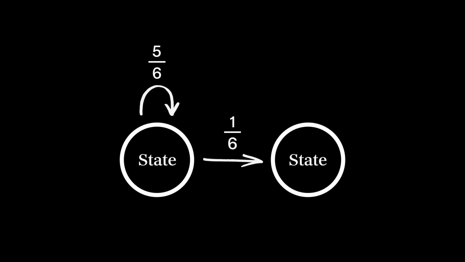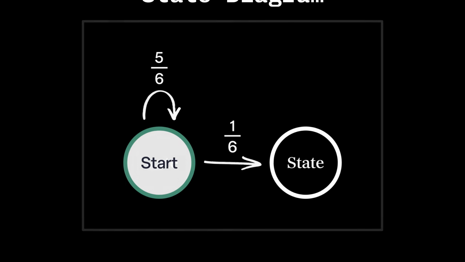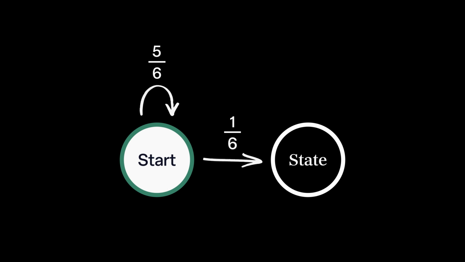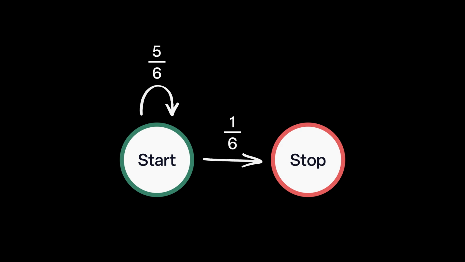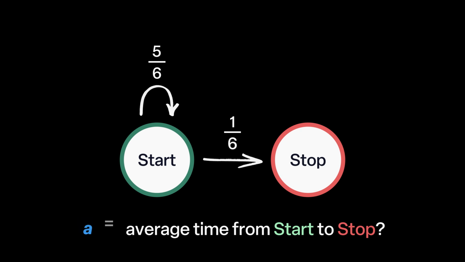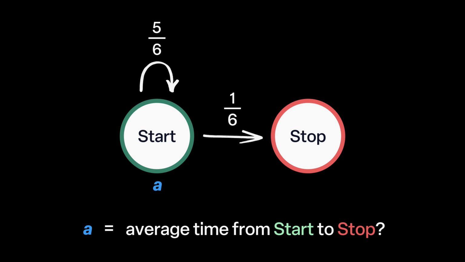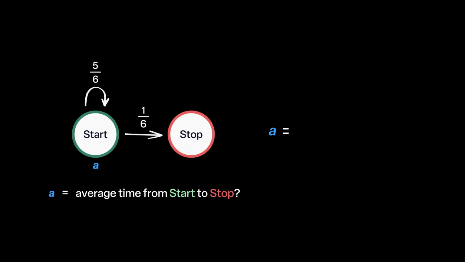Each circle is called a state. The entire picture is called a state diagram. We'll begin at the start state and keep following the arrows until we reach the stop state. How many steps will that take us on average? We'll give a name to that average time, call it A. I'll place an A in the diagram, just below the start state. We'll come up with an equation for A.